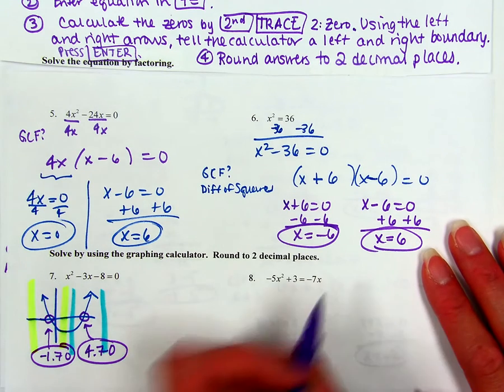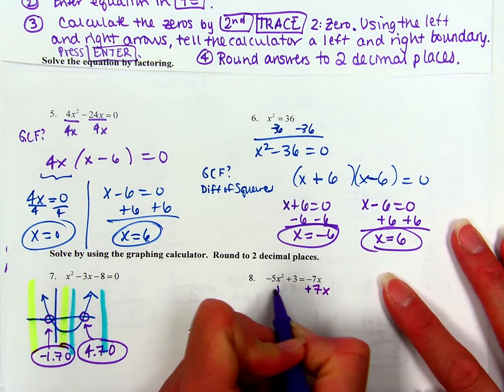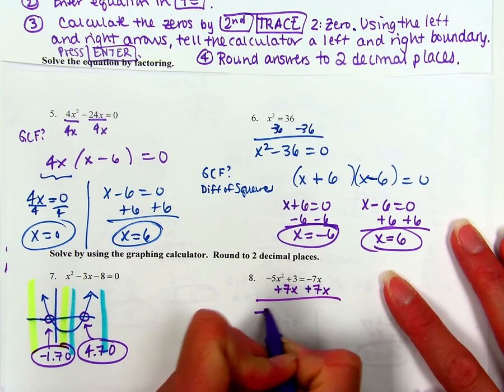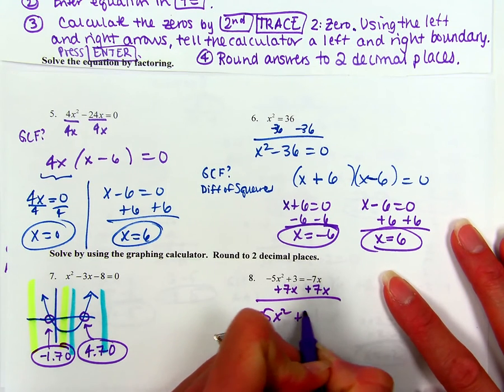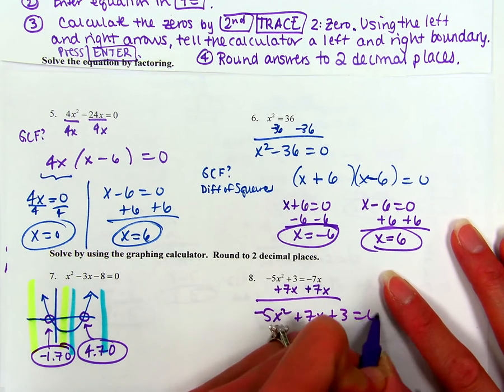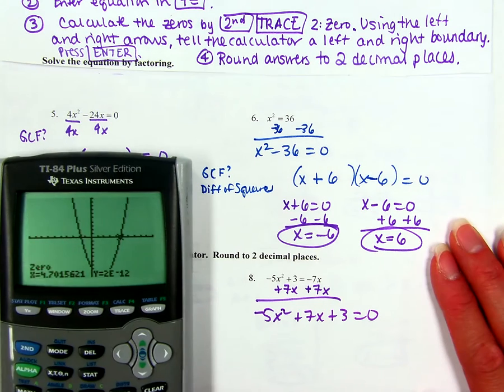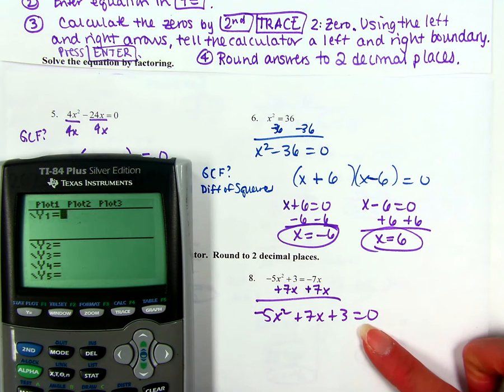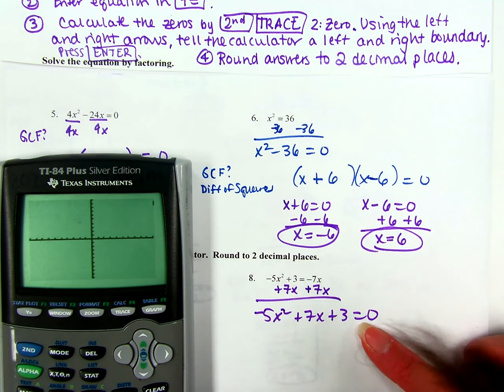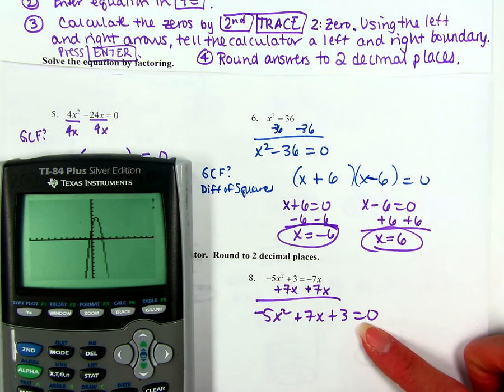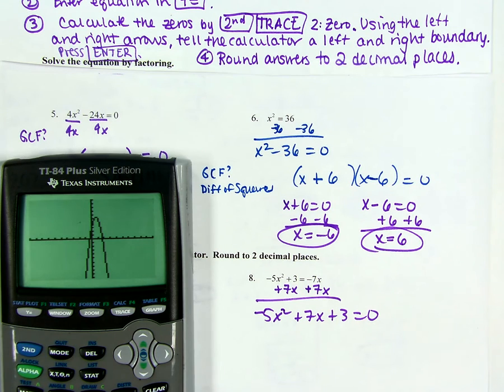Number 8, we have to move everything to the left side first. So I've got negative 5x squared plus 7x plus 3 equals 0. All right, so I'm going to go to y equals, type in this equation, negative 5x squared plus 7x plus 3, and I'm going to hit graph. Okay, so this time my parabola opens down.